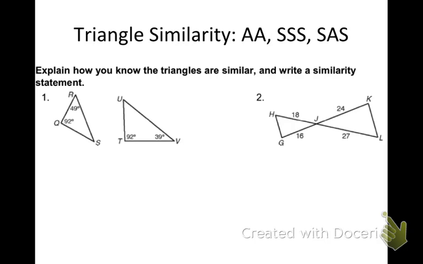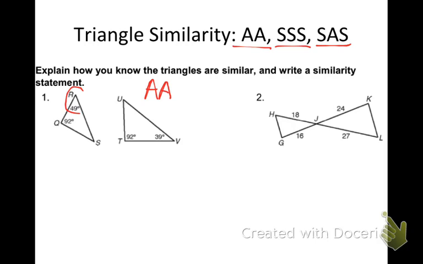So triangle similarity, AA, SSS, and SAS. Explain how you know the triangles are similar and write a similarity statement. So to state that the triangles are similar, I'm going to state one of those statements. Is it AA? Is it SSS? Or is it SAS? So as you look at number 1 here, what triangle similarity statement would you say number 1 might be? What are you thinking, Tina? AA. That would be AA, actually.